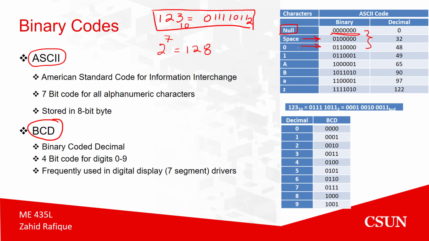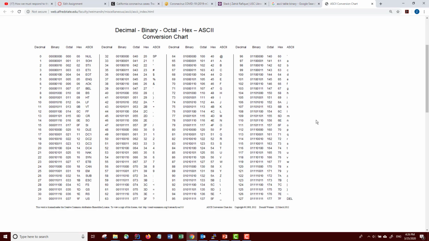See how it is different from our natural binary, because natural binary for 0 is all zeros, whereas in ASCII we are assigning this 0 a 7-bit code representing decimal 48. A capital letter A is assigned a decimal 65, which in binary is 1000001, and a lowercase a is assigned decimal 97. You can pull up a full ASCII table online.